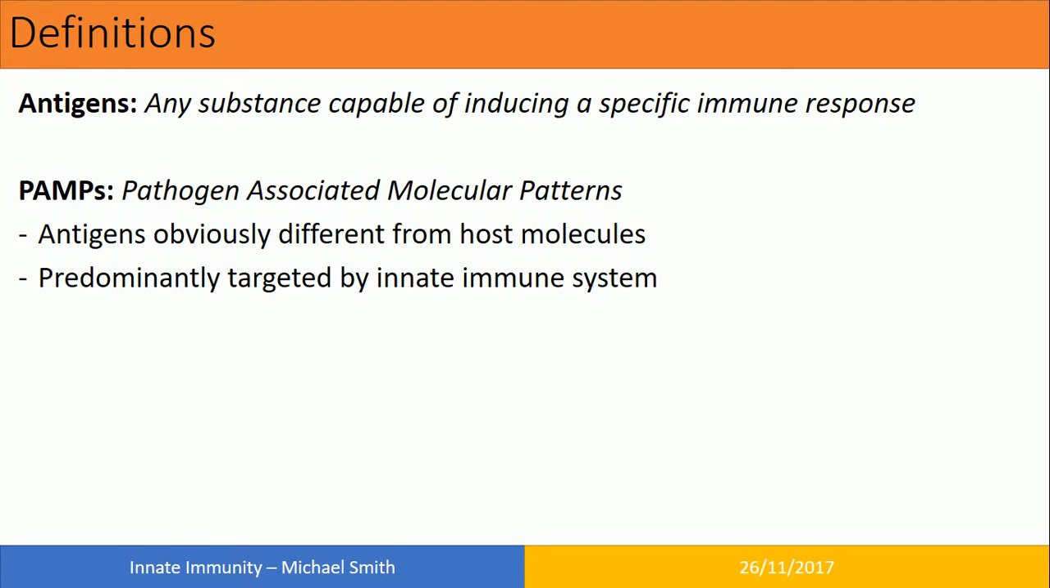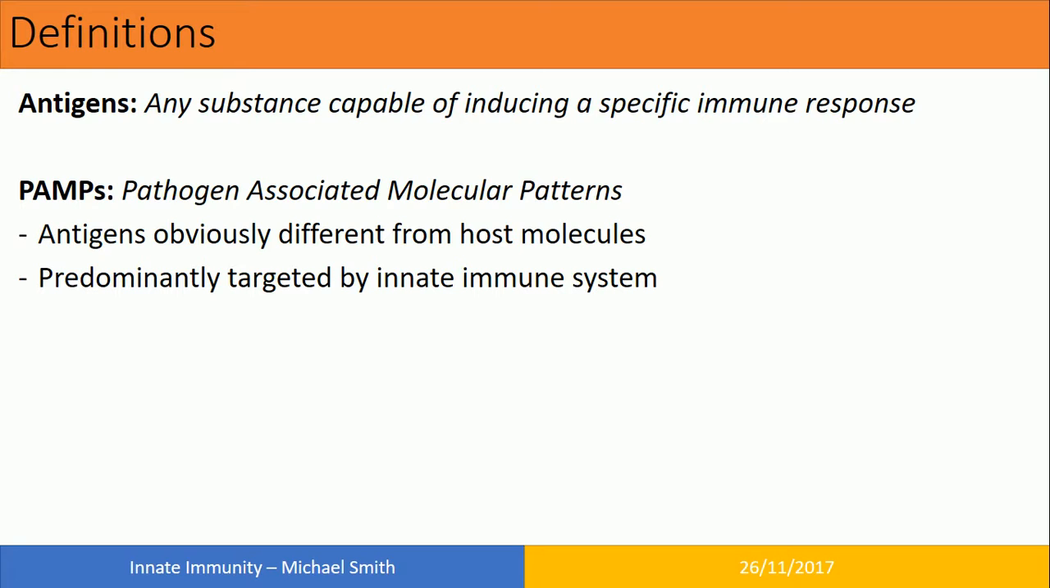Firstly, we have an antigen. An antigen is any substance which is capable of inducing a specific immune response. So this is more relevant to our adaptive immune system, as our cells will recognize an antigen and then produce a specific response. We also have PAMPs, PAMPs being pathogen-associated molecular patterns.